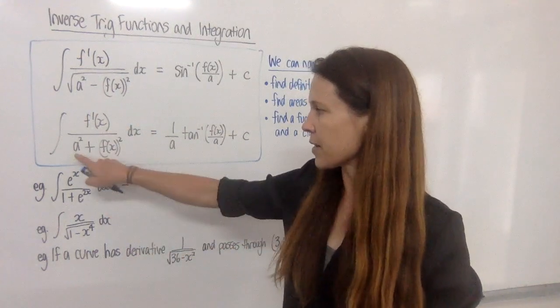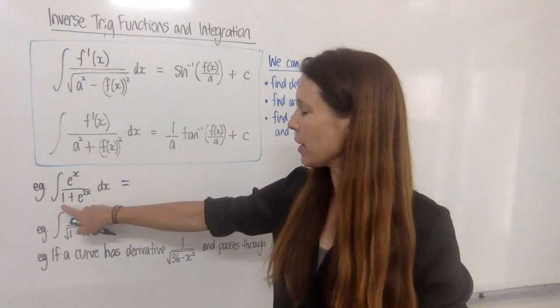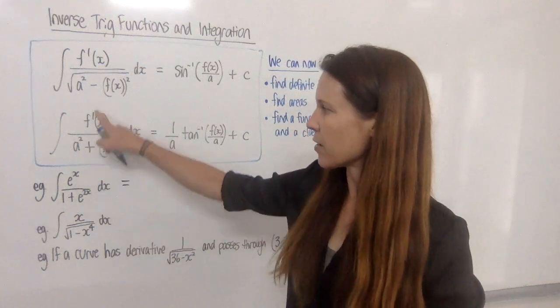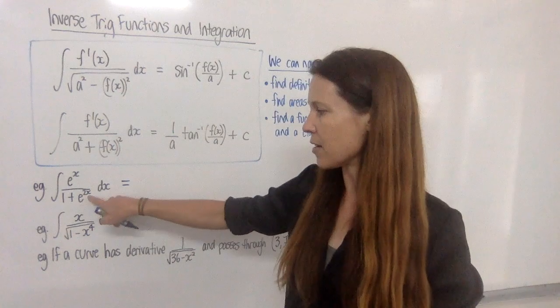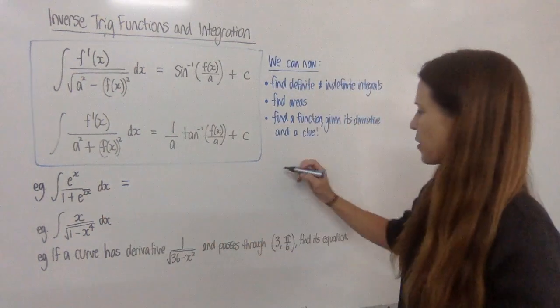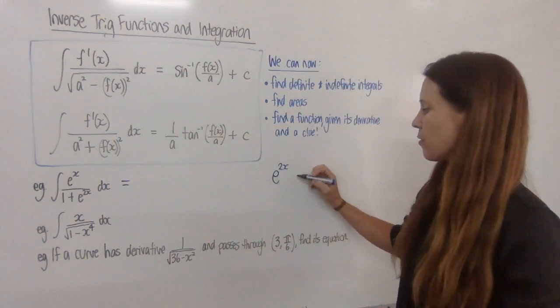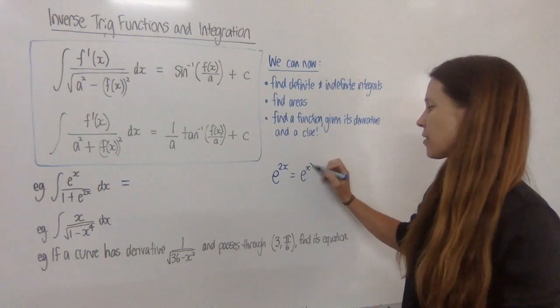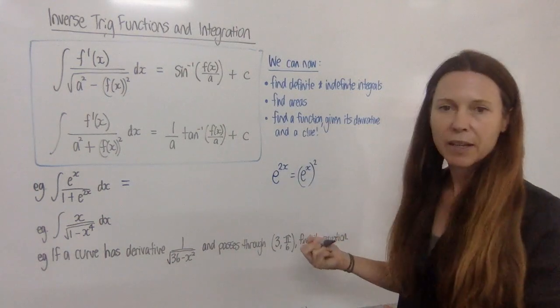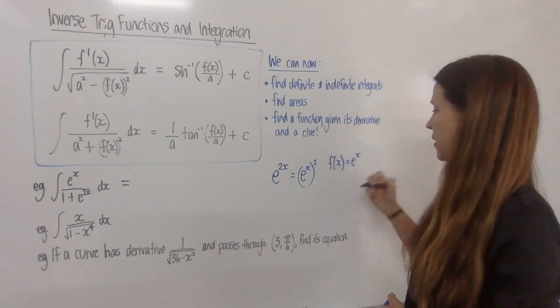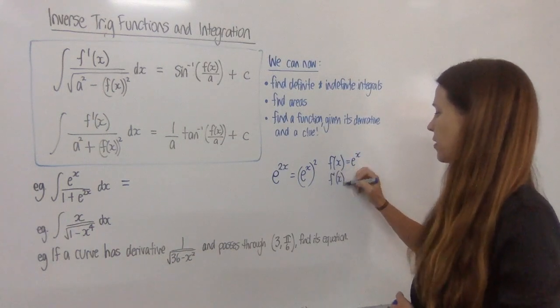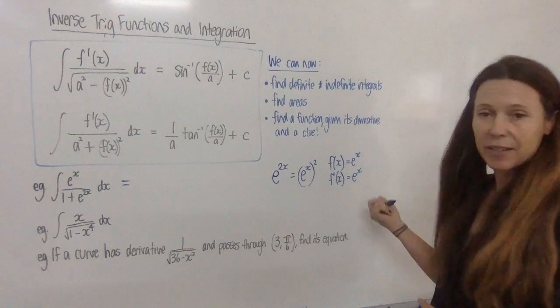where I can see that a is going to be 1, and if f dash x is e to the x, and f of x squared is e to the 2x, what we need to think through is the fact that e to the power of 2x is actually e to the x, all squared. And so we know that our little function of x here must be e to the x, because f dash x is also the exact same thing.